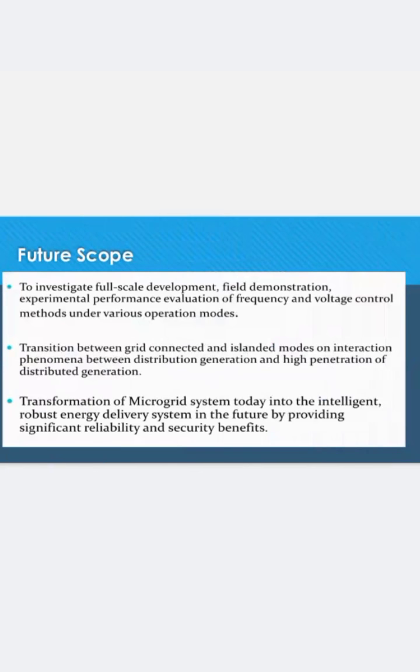Future scopes. To investigate full-scale development, field demonstration, and experimental performance evaluation of the frequency and voltage control method under various operating modes, transition between grid-connected and islanded mode, and interaction phenomena between distributed generation and high penetration of distributed generators. Transformation of today's microgrid system into an intelligent, robust energy delivery system in the future by providing significant reliability and security benefits.